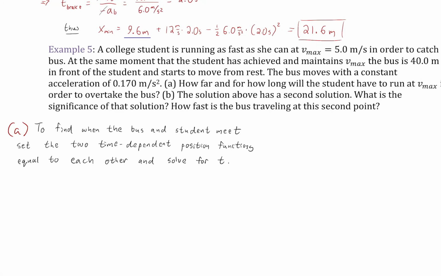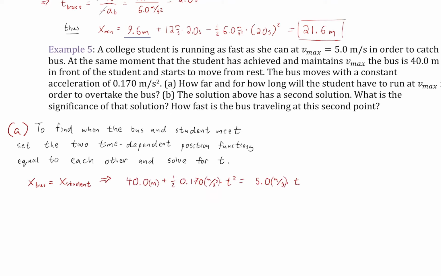So to find when the bus and student meet, we set the two time-dependent position functions equal to each other and solve for t. So what we're doing is we're setting kinematic equation 2 equal to kinematic equation 2. So it's just 2 for the student equals 2 for the bus. And this is just the 2 being the one that I labeled 2 on the page with the formulas. Okay? So what does that look like? Well, that's just x bus equals x student. We expand those terms out because we're actually going to use the full form of the formula.